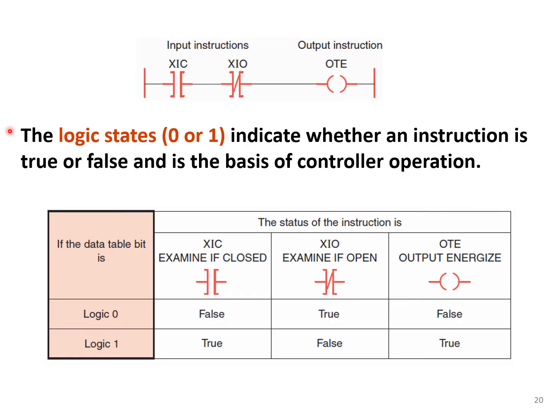The logical states 0 or 1 indicate whether an instruction is true or false and are the basis of controller operation. When we have a logic 0, XIC is false, XIO is true because it's negated, and OTE is false. When we have a 1, XIC is true, XIO is negated, so false, and for OTE, 1 means true.